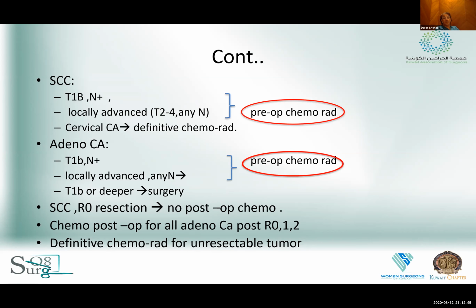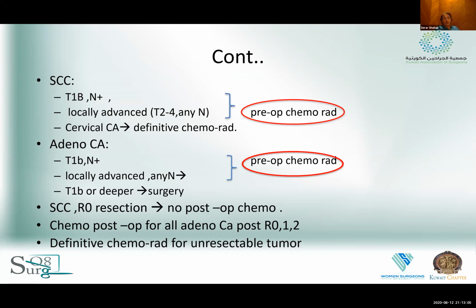They also recommended that in squamous cell carcinoma and adenocarcinoma, if the lesion is T1B or they have any positive lymph node, then those patients should undergo neoadjuvant chemoradiotherapy before surgery. After the neoadjuvant chemo-rad, you can basically operate on them.